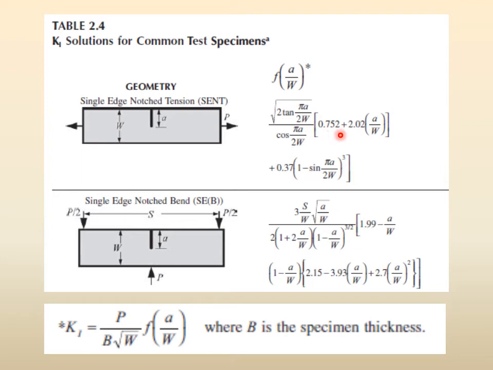So 0.752 plus 2.02 A upon W plus 0.0371 minus sin pi and so on, right? And remember that K1 is P, the load, upon B, the thickness of the plate, under root W, the width of the plate, and then this factor, and so on. So for each one of them, there is a starting factor, fraction, and then this is multiplied from here till here. It is just the way we are showing it, right?